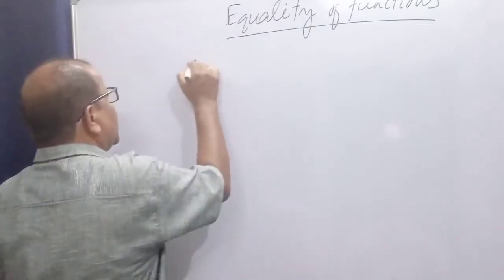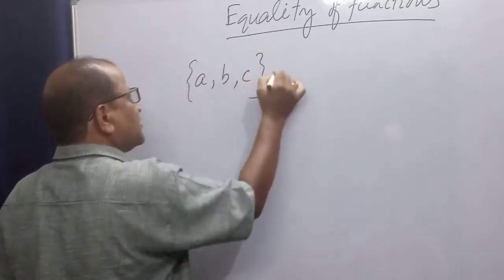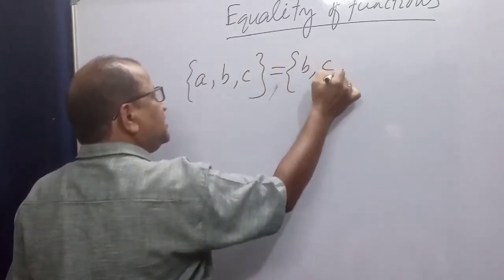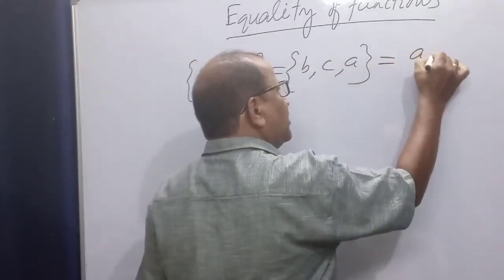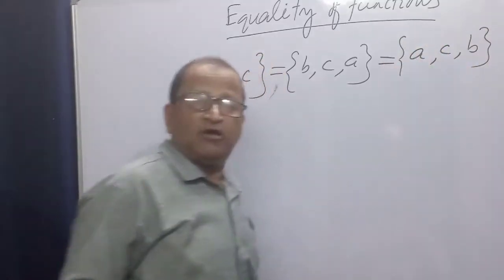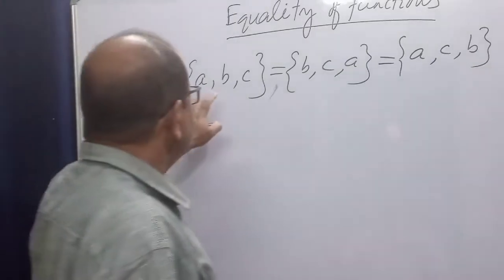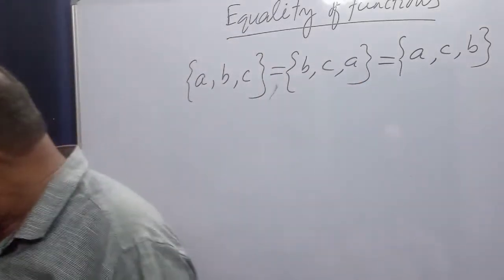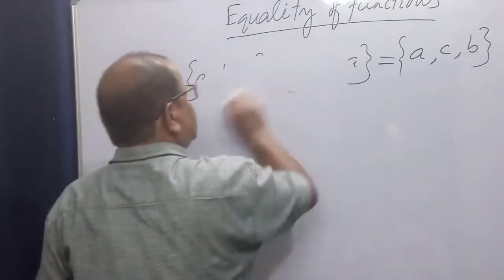Suppose you are taking the set {A, B, C}. This is the same as {B, C, A}, or this is also equal to {A, C, B}. Right? This is about equality of sets. All these three sets are equal. Now, let us take some functions.